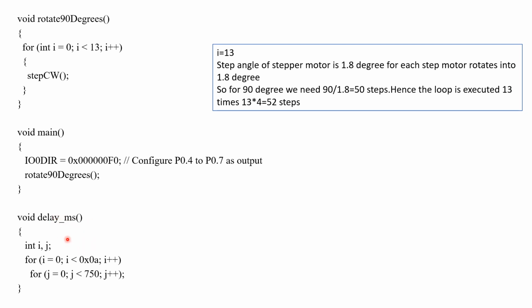So if you want to change the speed of the motor rotation, we can change the delay value, right? If you want to change the angle, 180 degrees or 360 degrees, or if you want to stop the motor, you can change the I value, right? So if you want to change the direction of the motor rotation, you can go to the step clockwise loop and change the sequence of data.